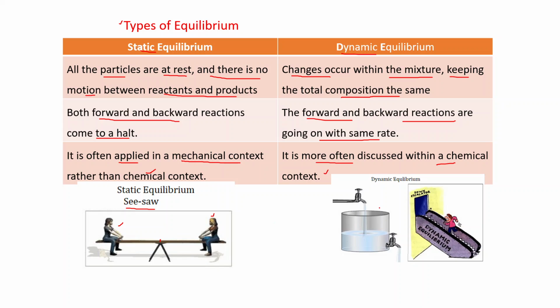And this is dynamic equilibrium, and I have taken physical processes. In this case, water is coming into this container, and from this outlet, water is going out of this container. If the rate of water coming in is equal to the rate of water going out, then we will observe that both processes are going on, but there is no change in the level of water in this container.